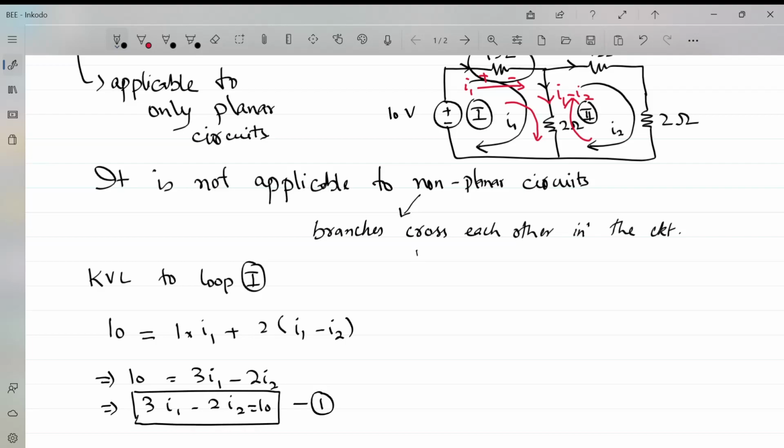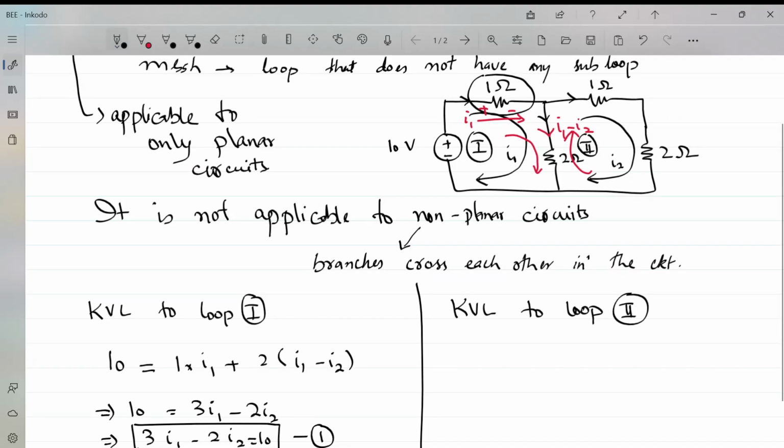This is our equation number 1. I'm applying KVL to loop 2. Let us start with this resistance. I2 is the current flowing through this resistance.